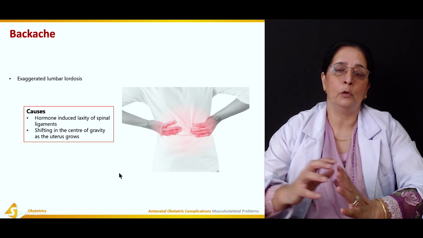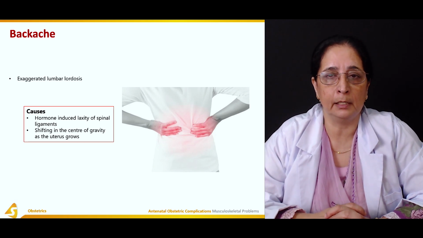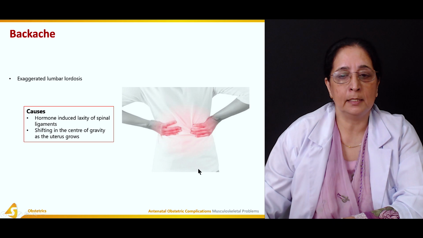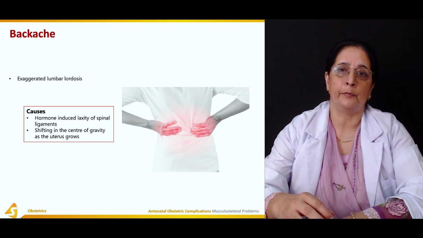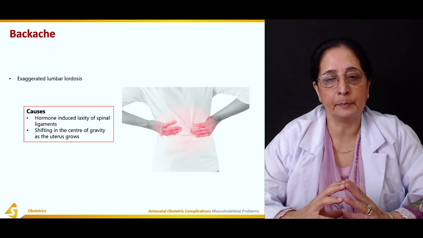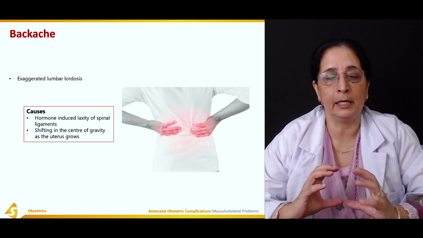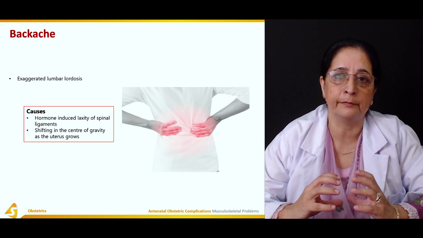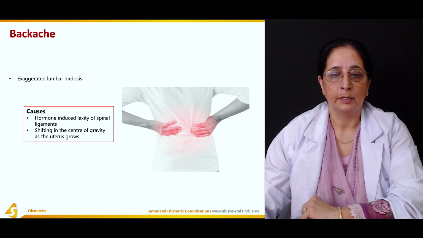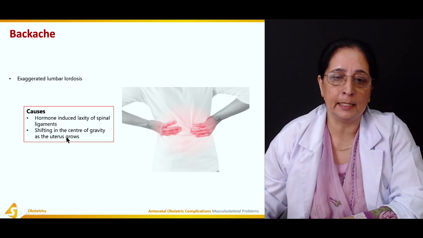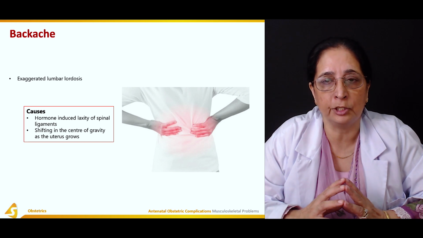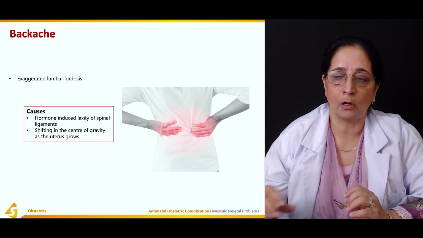Then the causes of low back pain, especially in the last trimester of pregnancy: there are changes in the hormones that occur during pregnancy that cause relaxation of spinal ligaments. So relaxation of spinal ligaments causes the muscles and ligaments that hold the different structures together to become loose and more painful. And then there is another reason: a shifting in the center of gravity as the uterus grows. So the center of gravity is changed with the growing uterus, which can cause low backache.